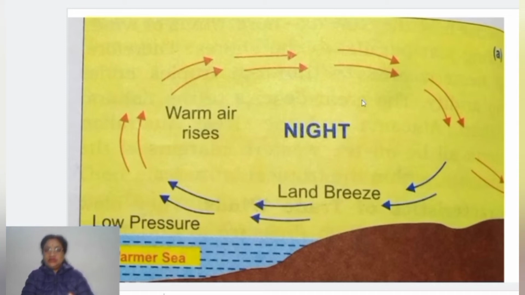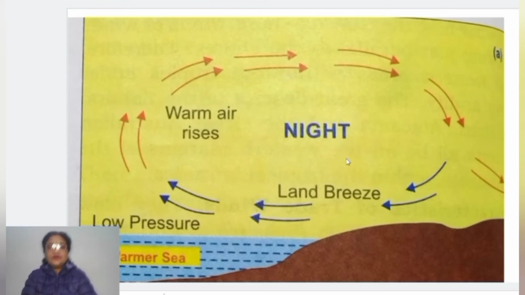Now let's discuss it first of all. Here you can see, this picture is about the land breeze, and it is during the night time. Now what happens during the night time? You should understand a little bit about it.